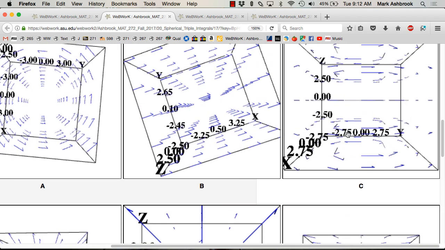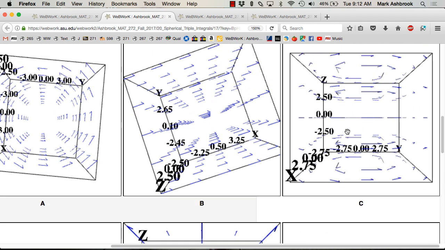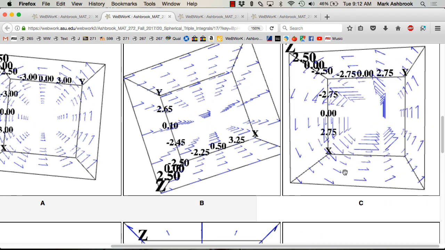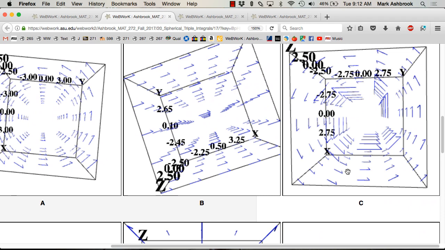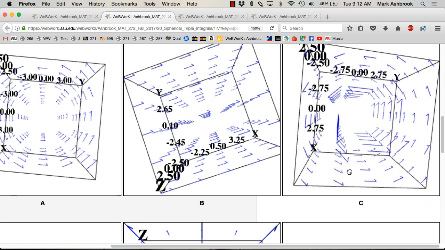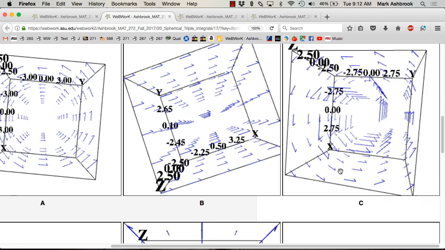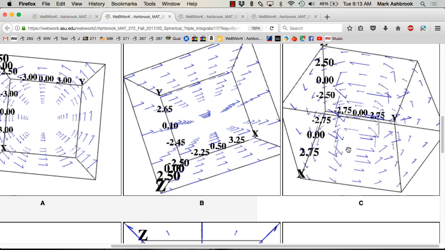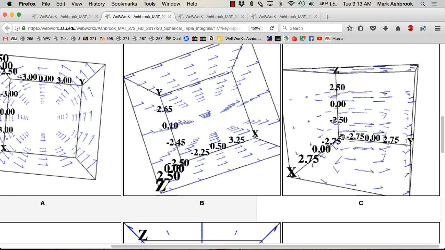How about this one? I think that's one that we didn't work on. As you get further away from the origin, these vectors are getting smaller, right? So it's something else. It's one of those 2 that we didn't talk about.